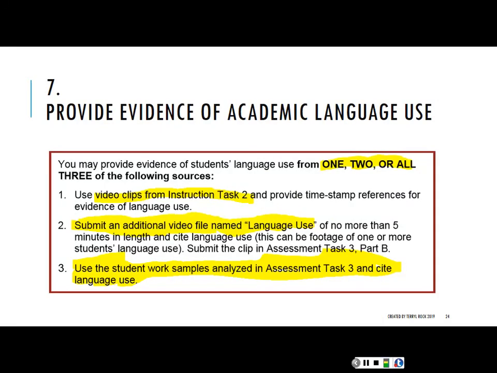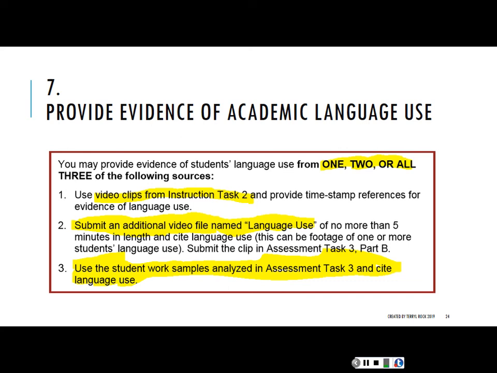All right, you need to provide evidence of academic language use. You can do 1, 2, or all of these. You just can't do none of them. 1, 2, or all. So you can refer to, if you think that your academic language is shown well in the 2 video clips that you've already selected for instruction task 2, then fine. You can just refer to those.